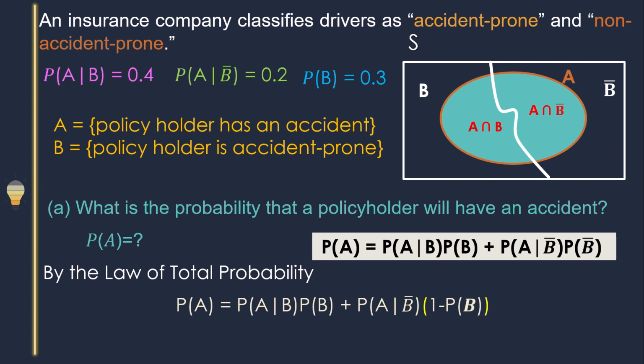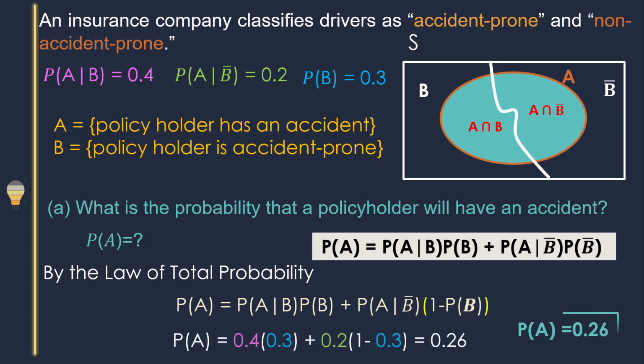But here we know probability of B, but we don't know probability of B complement. So how do we write the probability of B complement? That is 1 minus probability of B. So now we know all the probabilities. Just plug this in and get the probability of A, which is 0.26.